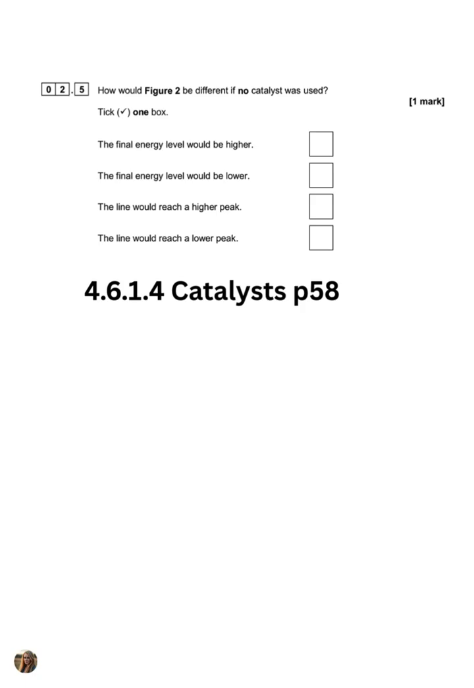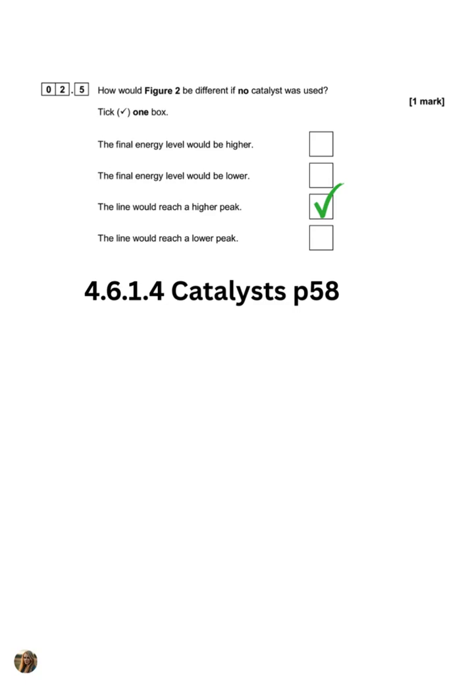Right, now to find the answer to this, you need to look at page 58 of the specification in the section about catalysts. It's not actually in the bit about reaction profile diagrams. Right, so without a catalyst, the peak would be higher. Remember what a catalyst does? It provides an alternative reaction pathway with a lower activation energy. So if there isn't one there, it's going to be higher.